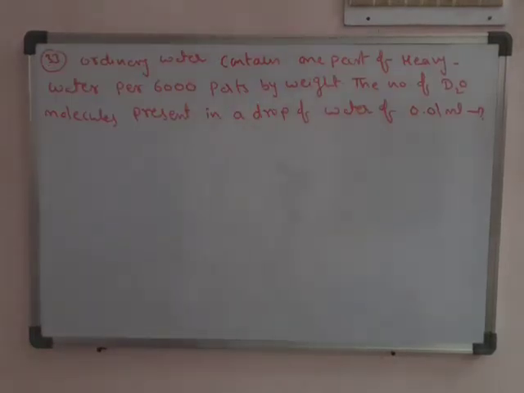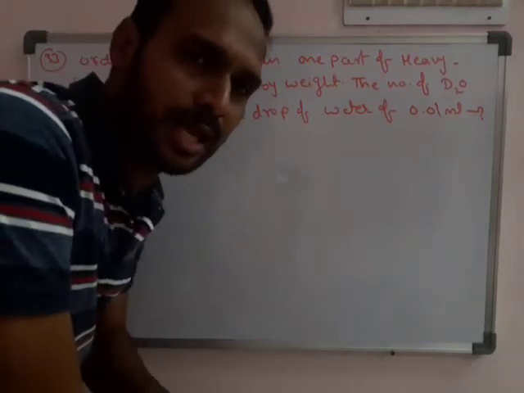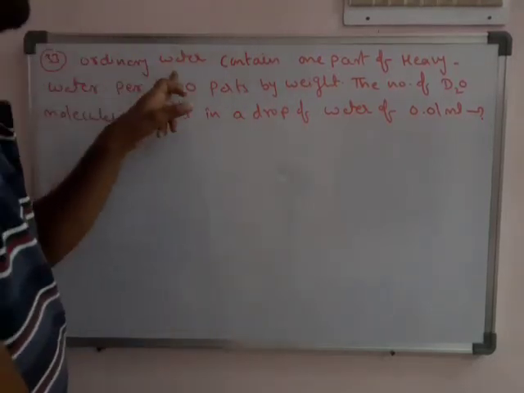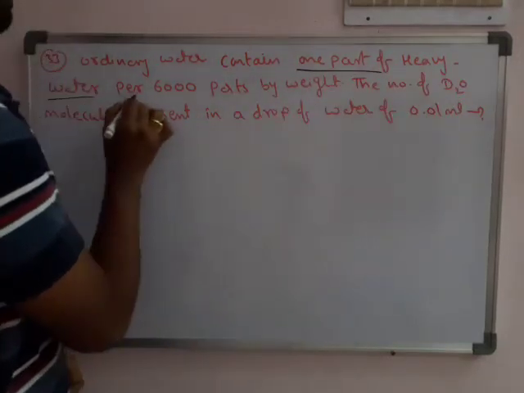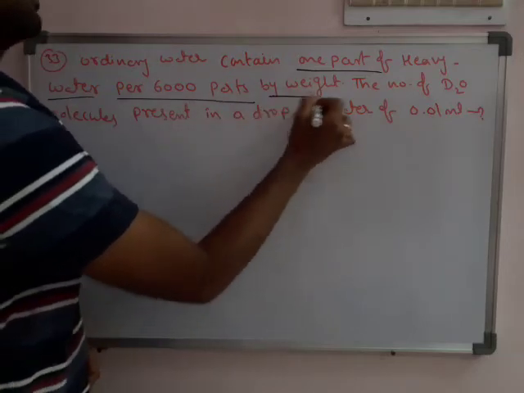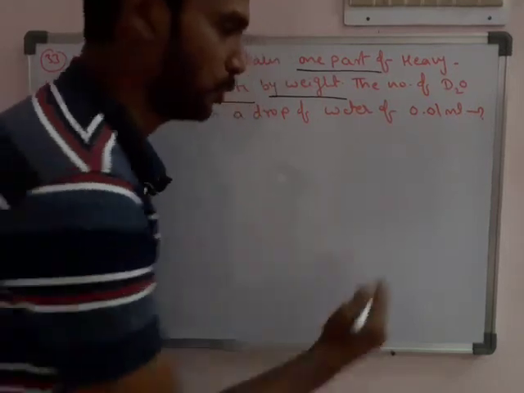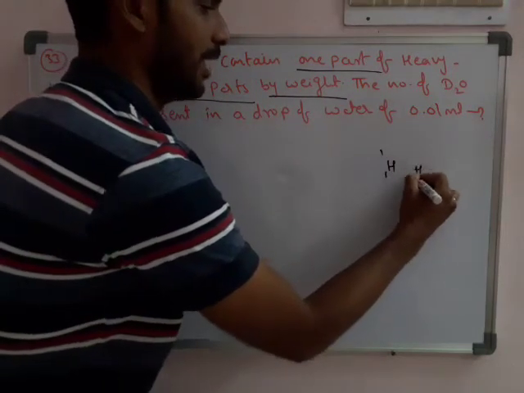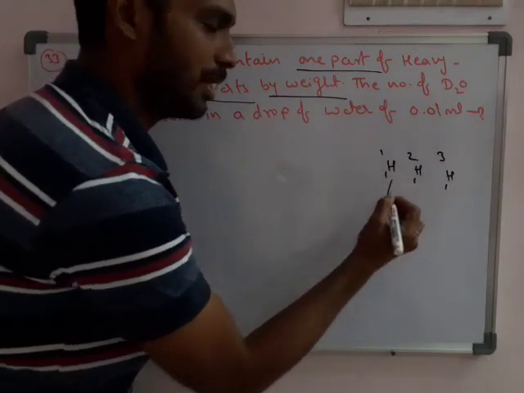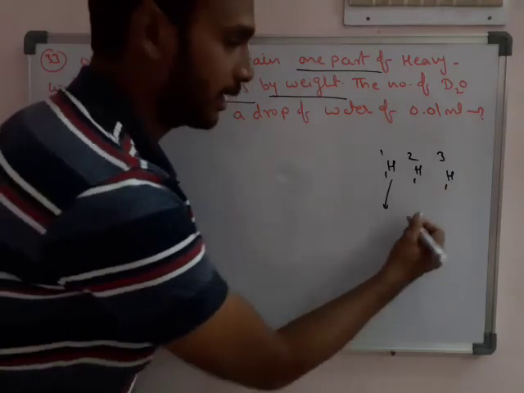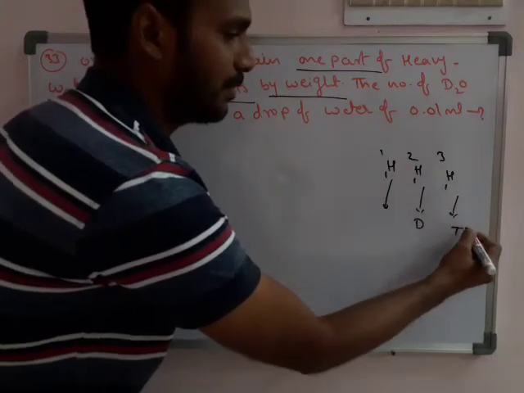See one more very important problem. This model is very important in the exams. Ordinary water, that is normal water, contains 1 part of heavy water per 6000 parts by weight. Regarding heavy water, we know the hydrogen isotopes: H11 is there, H12 is there, H13 is there. H11 is called normal hydrogen, or protium atom. H12 is called deuterium. H13 is called tritium, which is radioactive.